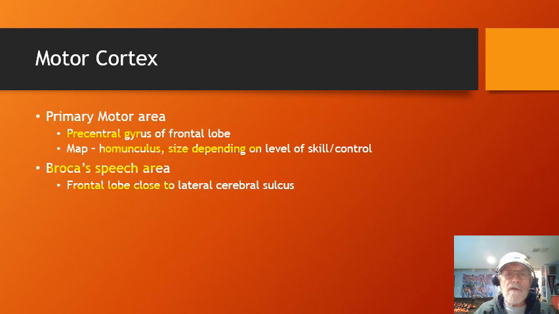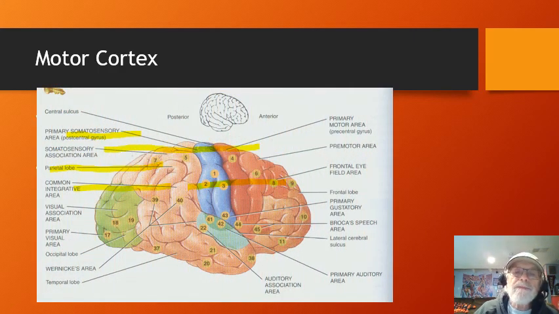It's in the frontal lobe, very close to the lateral cerebral sulcus, almost where the frontal lobe meets the parietal lobe and the temporal lobe. If I look at the brain right here, this would be anterior out here, and this is posterior here. Let me get rid of some of these other marks here, I'll get them out of the way.